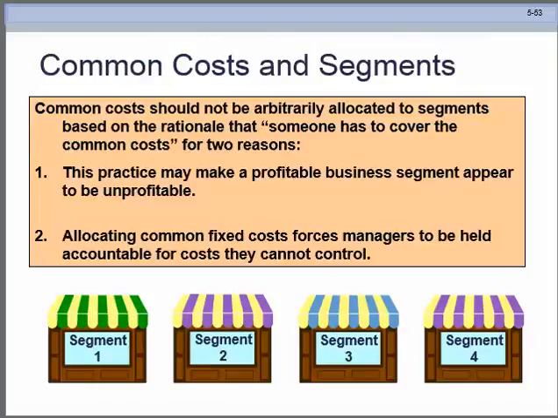Common costs should not be arbitrarily allocated to segments based on the rationale that someone's got to cover these common costs for a couple reasons. It could make a profitable business segment appear to be unprofitable, and it doesn't make sense to make managers responsible for costs they cannot control.